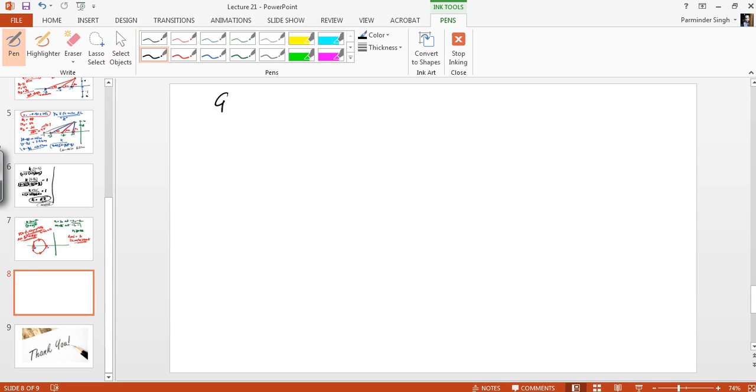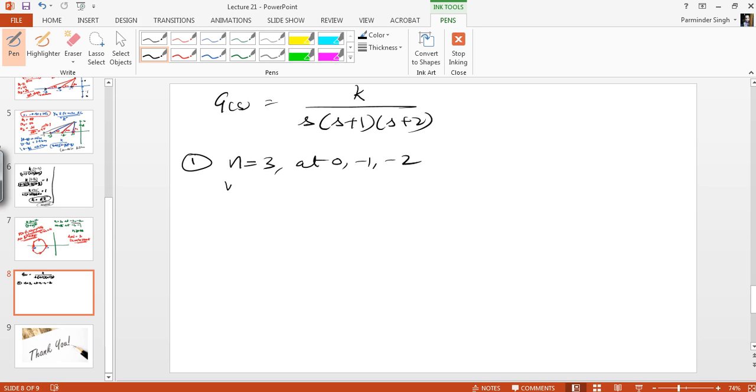Now let's take another example. Plot the root locus for the transfer function K upon s into s plus 1 into s plus 2. Very simple. First, n is equal to 3 at 0, -1, -2, m is equal to 0, so there is nothing. Number of loci is equal to 3, because it's equal to n.